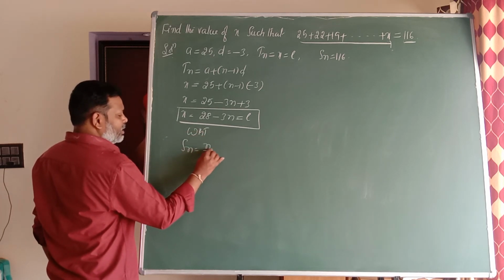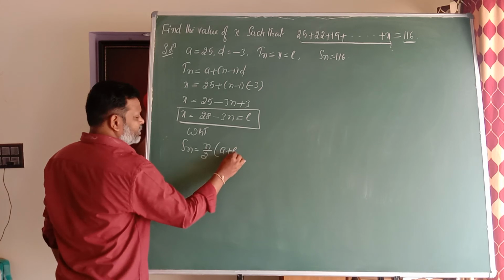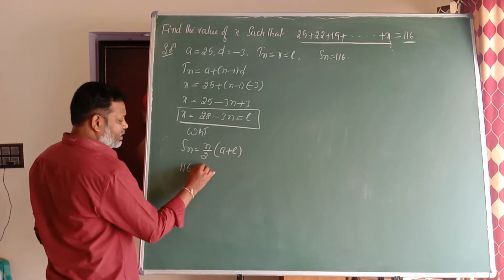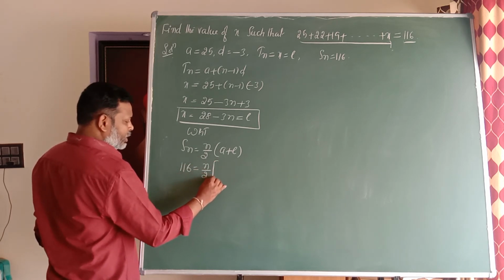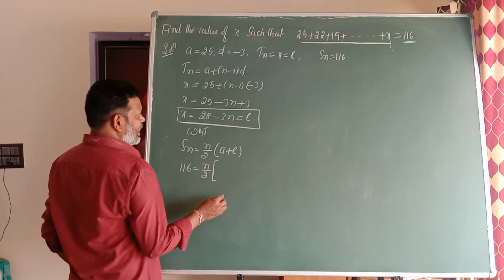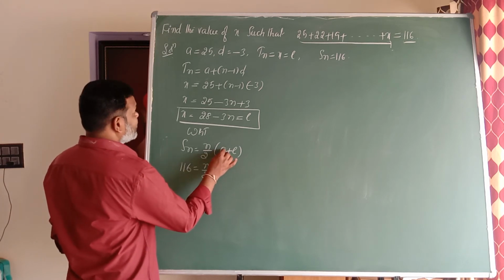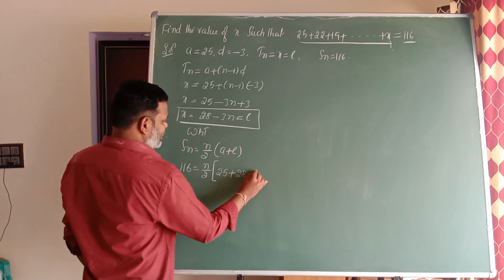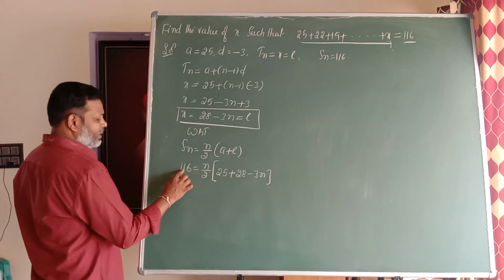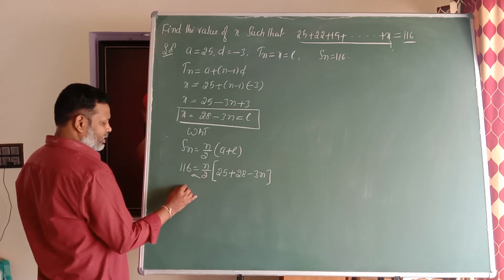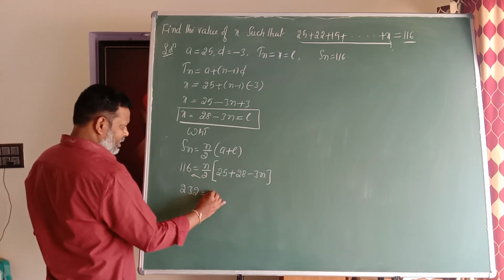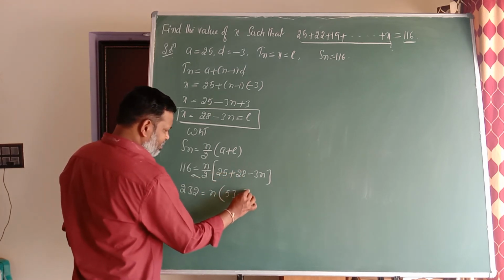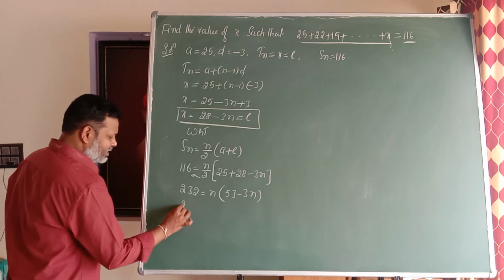Sn is equal to n by 2 into a plus l. Observe here. What is Sn they are given? 116, equals n by 2 into, what is a here? a is 25, plus the last term l, which is 28 minus 3n. Just cross multiply. 116 into 2, that is 232, is equal to n into 25 plus 28, which is 53 minus 3n. Just simplify this.